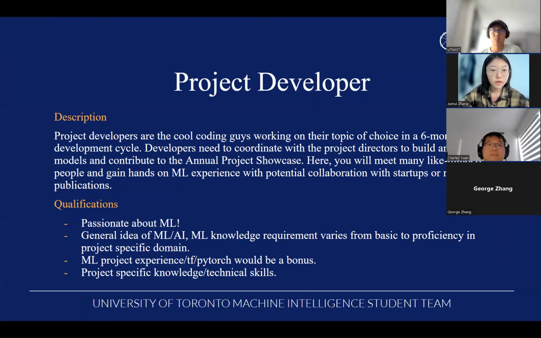And also, this year we have so many great projects ranging from different areas, such as ECG, which is the bio area, and finance or music or game development. So there is also project-specific knowledge and technical skills that are required by the director. Once again, keep an eye on that when the directors are introducing their projects later. With that, I will pass it to Stephen to talk about the other two roles.